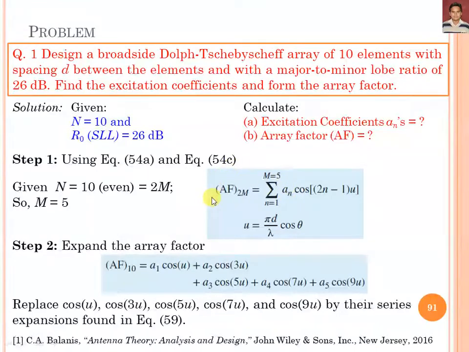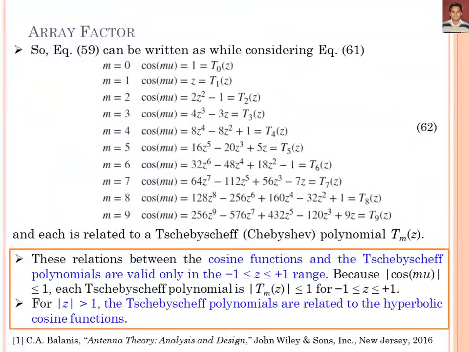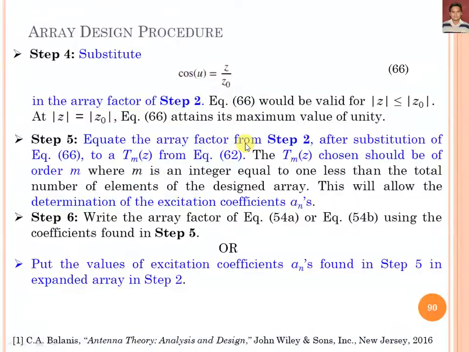And further we have to expand this array factor. The array factor of 10, by using this expression, we get cos u, cos 3u, 5u, 7u and 9u. We have to replace cos u by the series expansion, as you can see here, and by putting these values in terms of z we can put them in this equation.